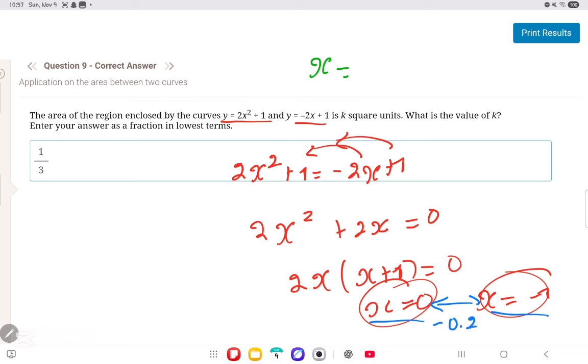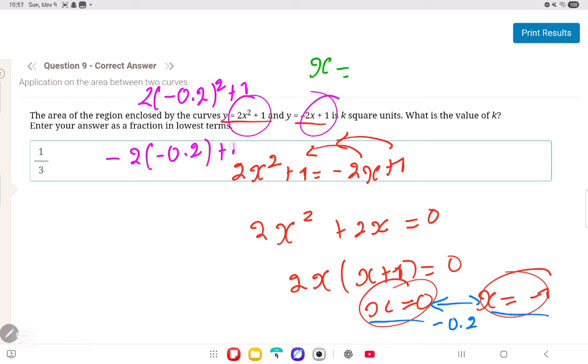If I choose minus 0.2 and I substitute it in this equation and this equation, what answers would I get? 2 times minus 0.2 squared plus 1, and minus 2 times minus 0.2 plus 1. Okay, so 2 times minus 0.2 squared plus 1 will give me an answer of 1.08. And then minus 2 times minus 0.2 plus 1 will give me an answer of 1.4, and 1.4 is definitely bigger than 1.08. That means this curve is on top, okay? Or it's not a curve, it's a line, by the way. This line is on top of the curve.